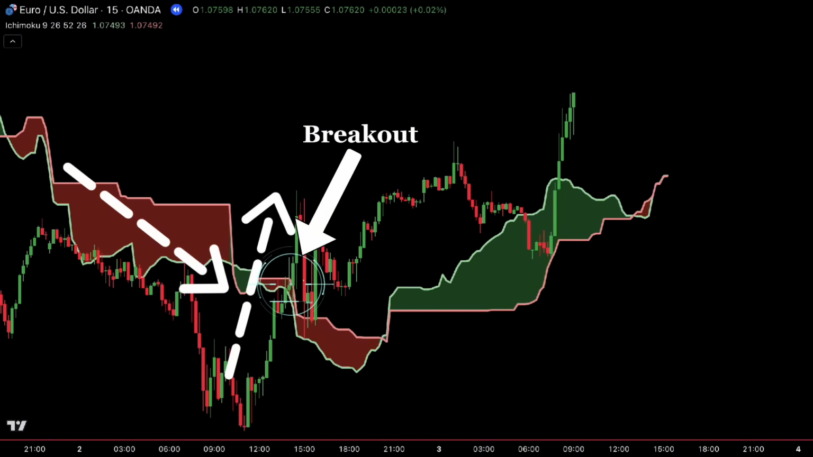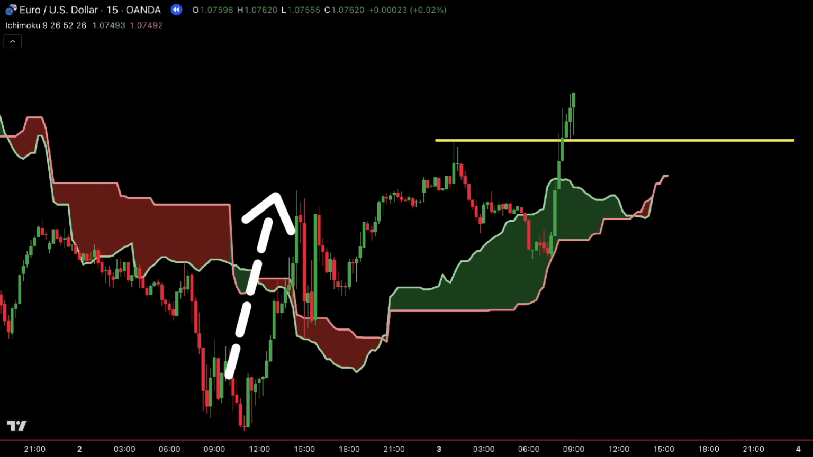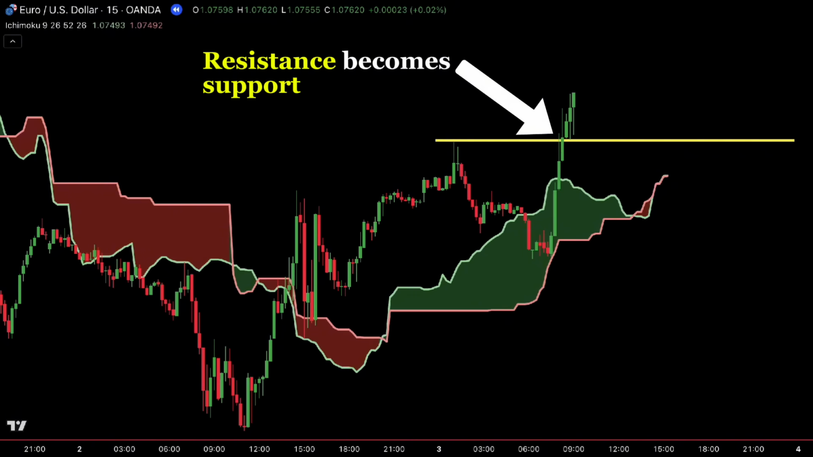So what's next? We scan the chart and find a previous resistance level, an area where price was rejected in the past. Here we've now broken above it. This resistance is expected to flip into support. And that's exactly what we wait for, a pullback into that level.